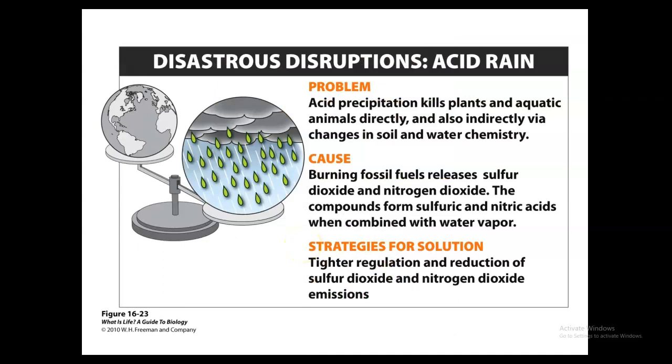So it can cause direct and indirect problems. Some of the direct effects: it could kill plants and aquatic animals. Indirect effects: it can disrupt soil and water chemistry. Some of the strategies for a solution here: you can have tighter regulations and reduction of sulfur dioxide and nitrogen dioxide emissions, and improve energy efficiency through the use of wind or solar energy.